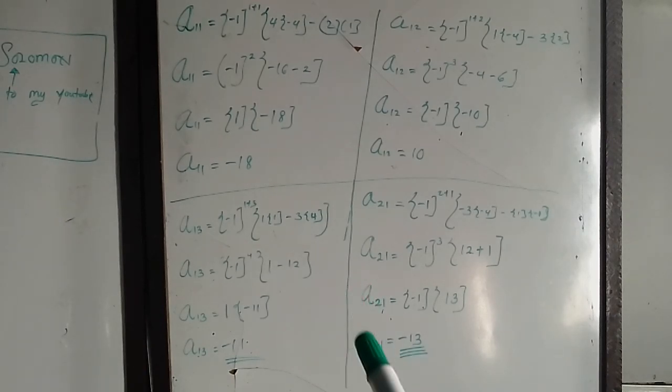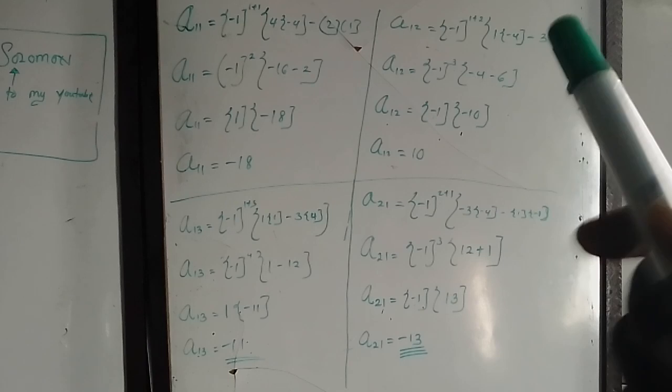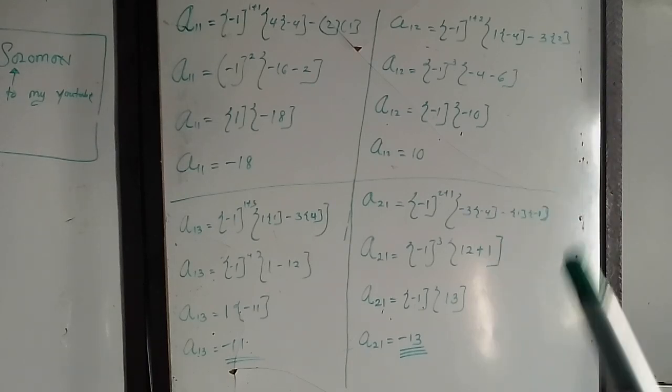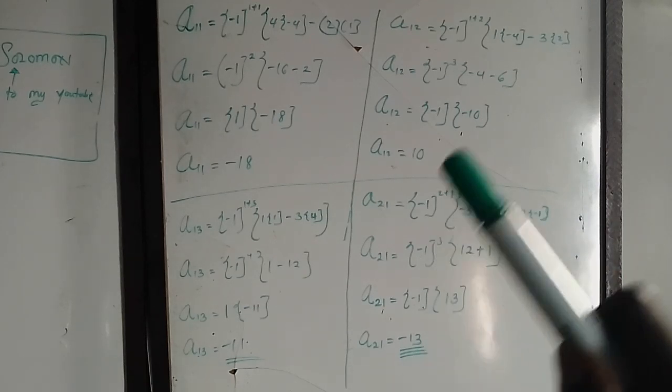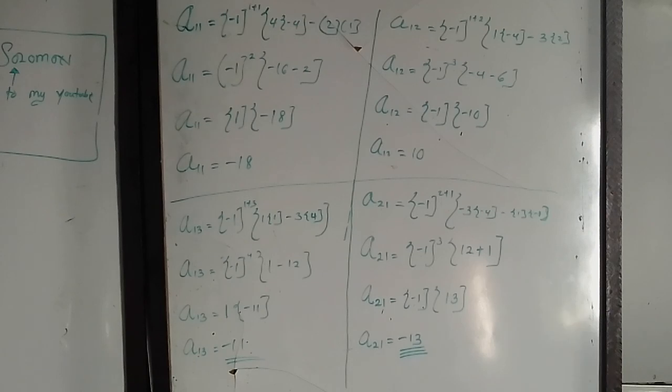Then you are going to move on. We are going to say A21 equals to minus 1. A minus 1 raised to power 3 will give us minus 1. Open bracket 13 close bracket. So you are going to say A21 equals to minus 1 times 13. So minus 1 times 13 will give us A21 is equal to minus 13. So do we understand? So let's move on.